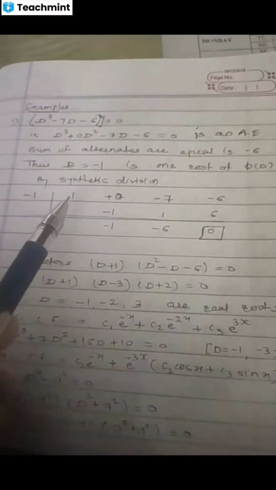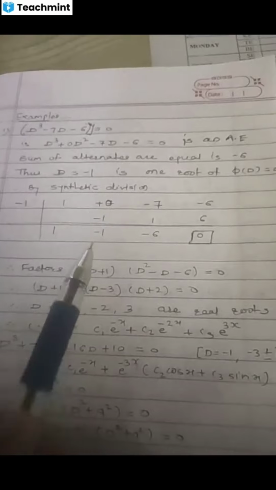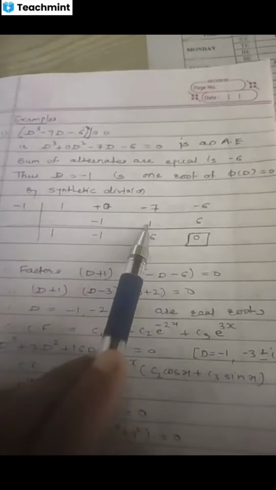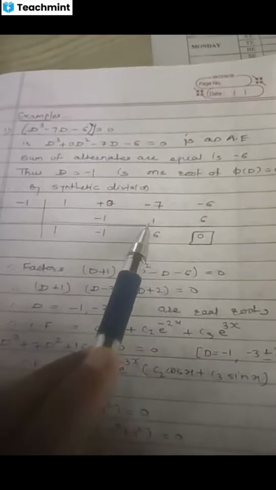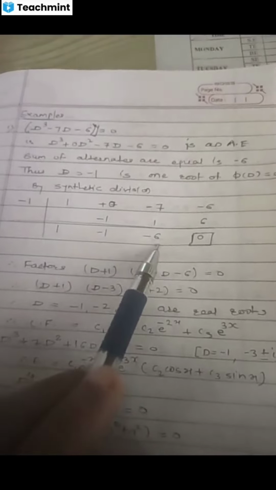Now you take the first coefficient as it is, 1. Now one of the roots here is minus 1. D is equal to minus 1 is one of the roots. So you write here minus 1. So this 1 into this minus 1, the multiplication of these 2 is minus 1. So you write here minus 1. Now the addition of these 2, minus 1 plus 0, is minus 1. So you write here minus 1. Again the multiplication of minus 1 into minus 1 is plus 1. So write here plus 1. So addition of these 2, minus 7 plus 1, is, sorry, minus 6. So write here minus 6.